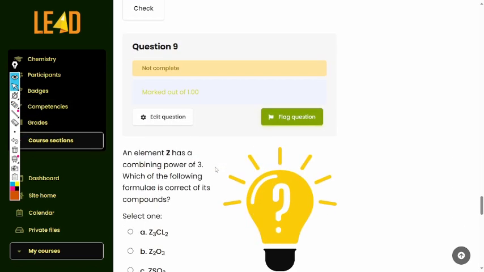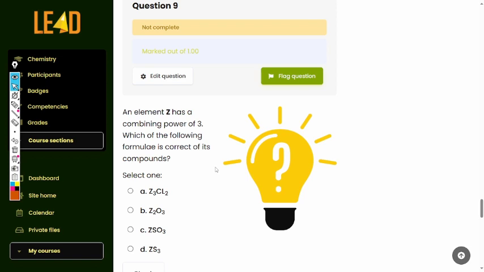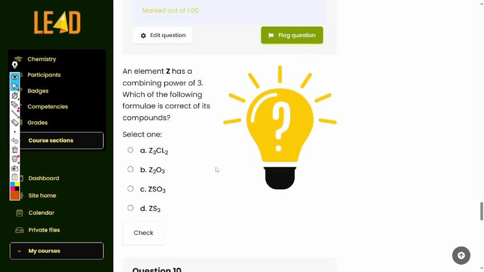Okay, question 9. An element Z has a combining power of 3. Which of the following formulas is correct for its compound? In this instance, Z is combining with different elements to form the following compounds. So let's see which is correct. The first we have here is Z3Cl2. We don't know what element Z represents, but we know the combining power of Z is 3.